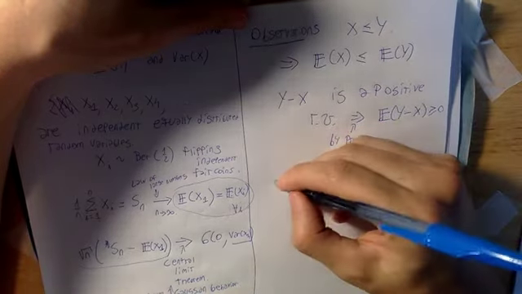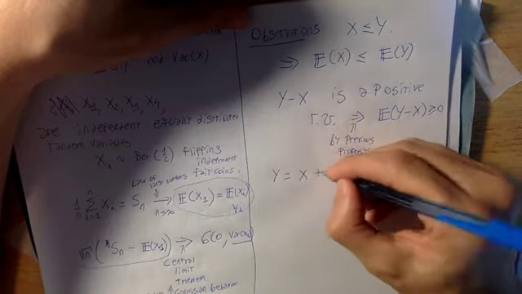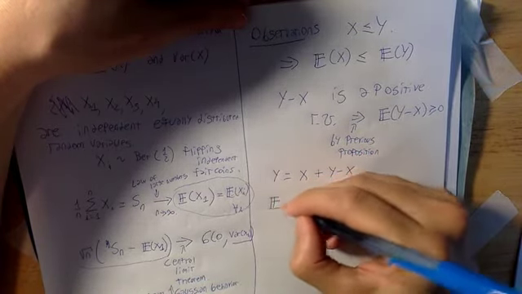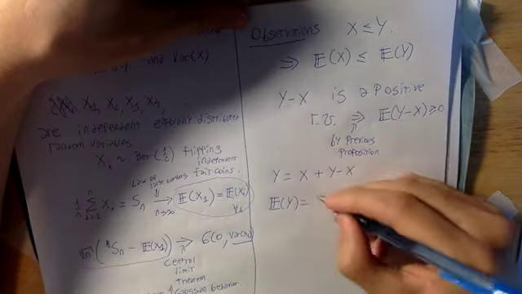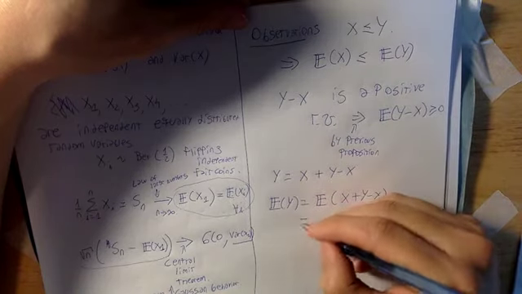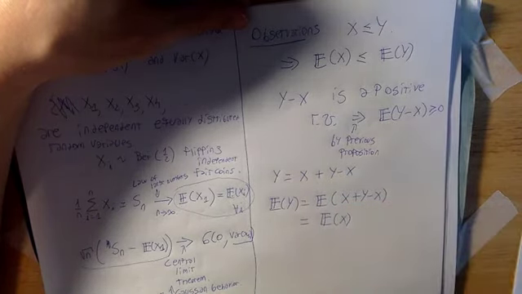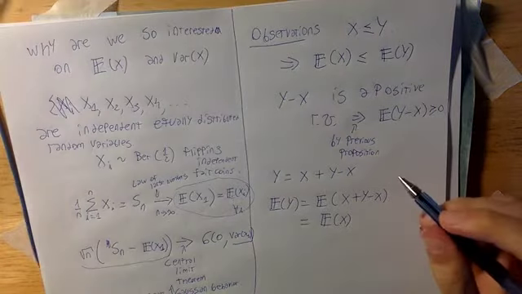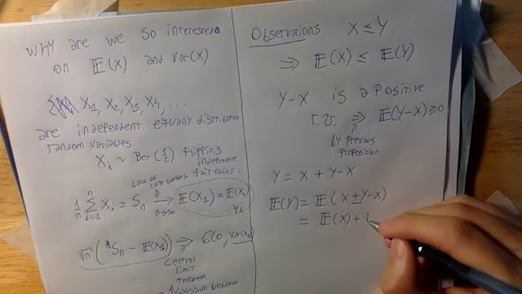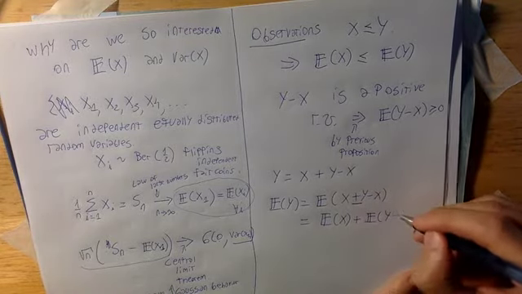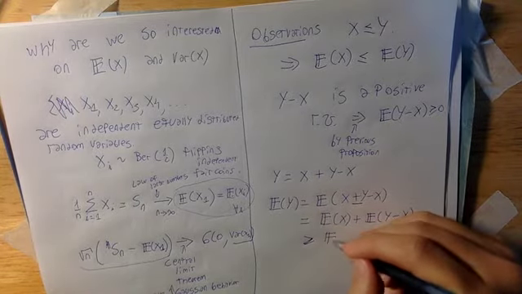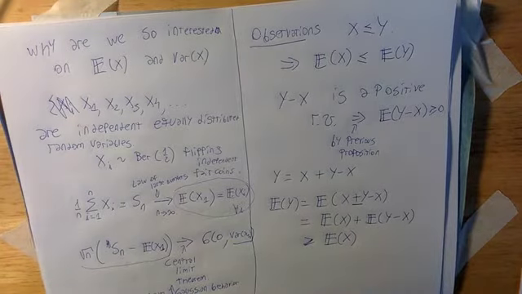In particular, we can write y as x plus y minus x. Then the expectation of y is the expectation of x plus y minus x, which is equal to the expectation of x plus the expectation of y minus x. You don't need independence or anything to separate, with respect to the linearity. But this, as we've just seen, is bigger or equal than the expectation of x, which is what we wanted to do.